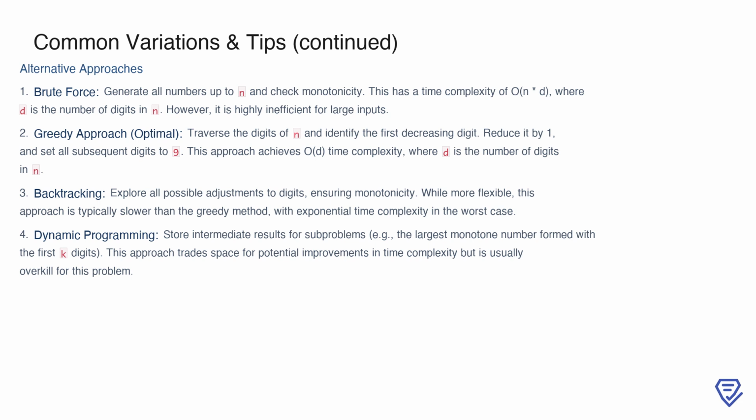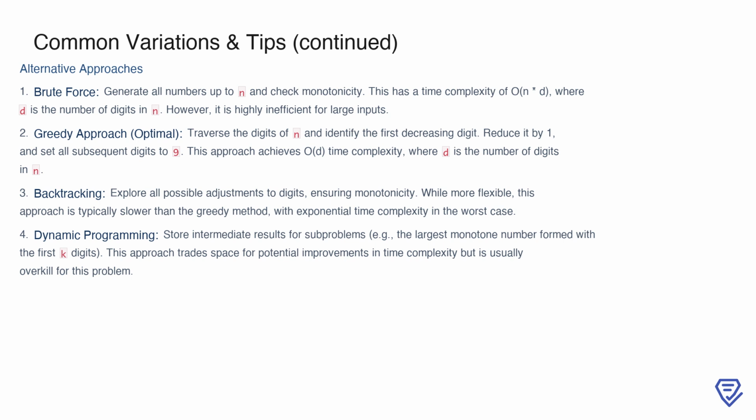A much better option is the greedy approach, which is considered optimal. Here, you traverse the digits of n, identify the first decreasing digit, reduce it by 1, and set all subsequent digits to 9. This approach achieves a time complexity of O(d), which is significantly faster.